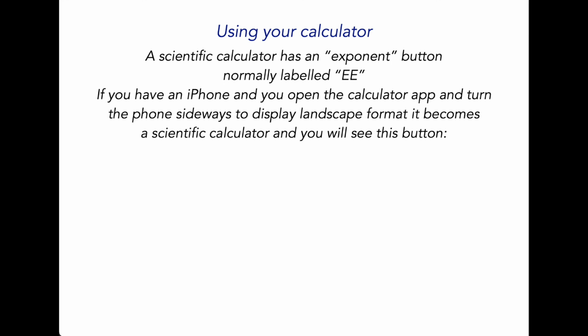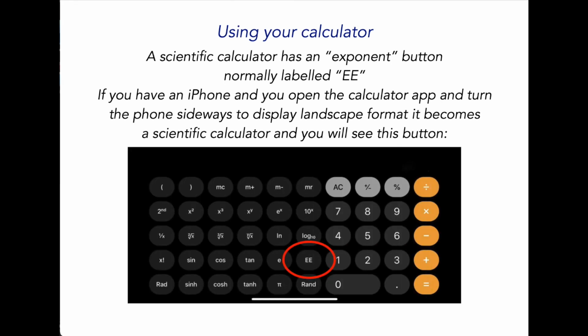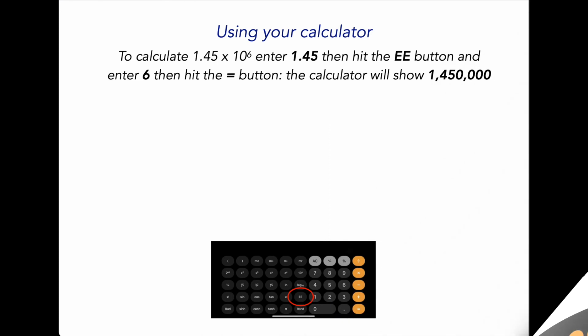If you have an iPhone and you open the calculator app and you turn the phone sideways to display the format as landscape, the calculator becomes a scientific calculator, and you will see this button. There it is, EE, meaning exponent. So let's see how we use the exponent button.